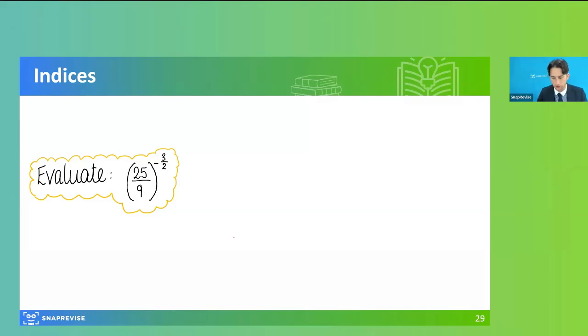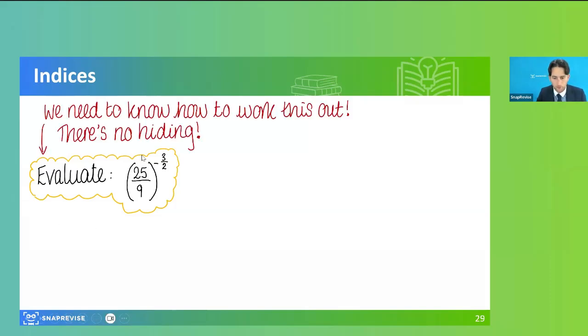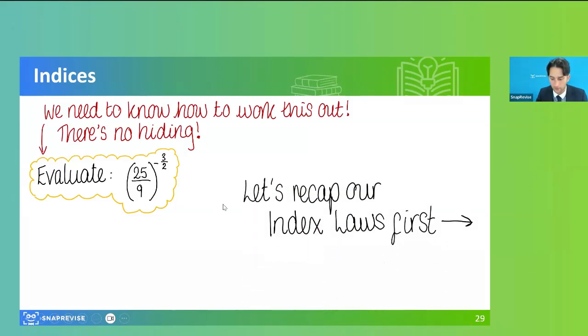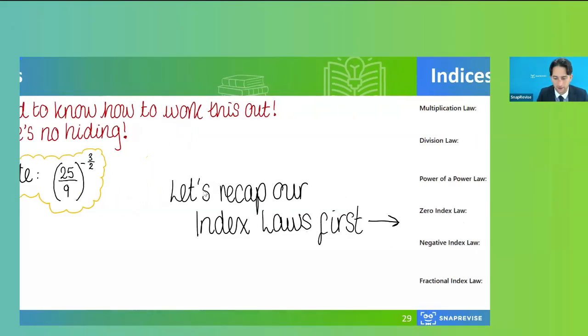Let's have a little look at this one. We need to know how to work this out. There is no hiding with this. What we need to do is look at the index laws first. If you've already started this or you know how to do it, feel free to work ahead of me and try to do it without a calculator, because I'm pushing that this will probably be a non-calculator skill. If it's typing it in, we can do that.